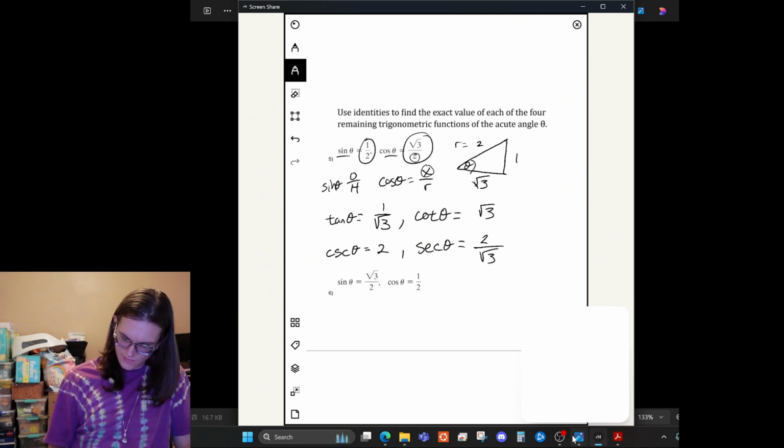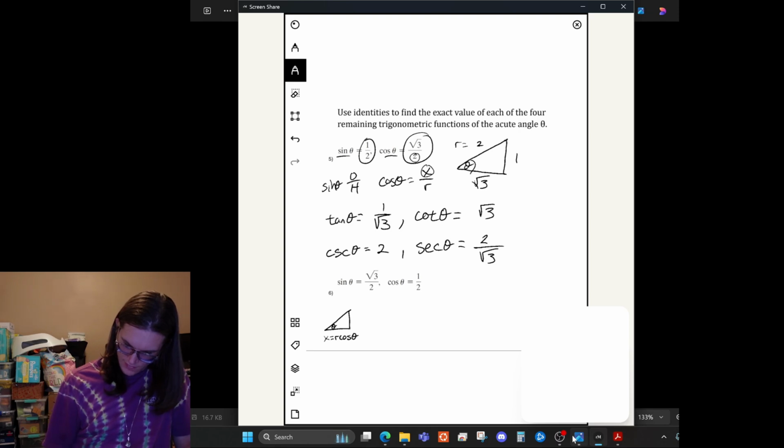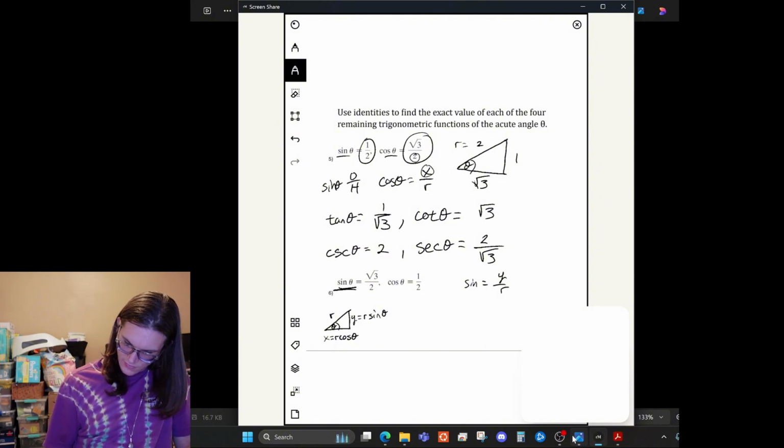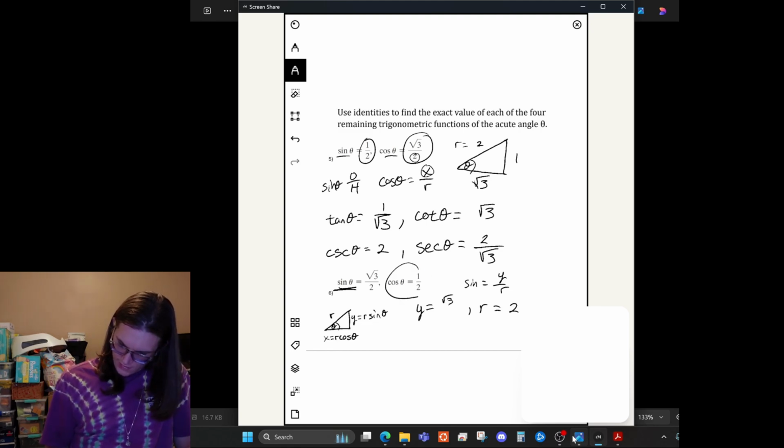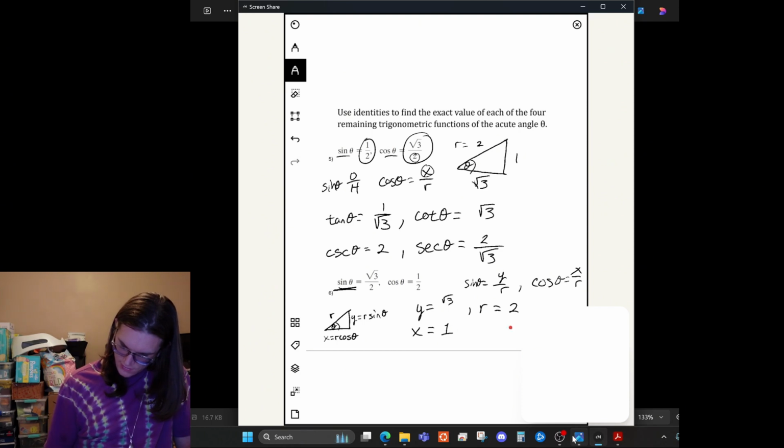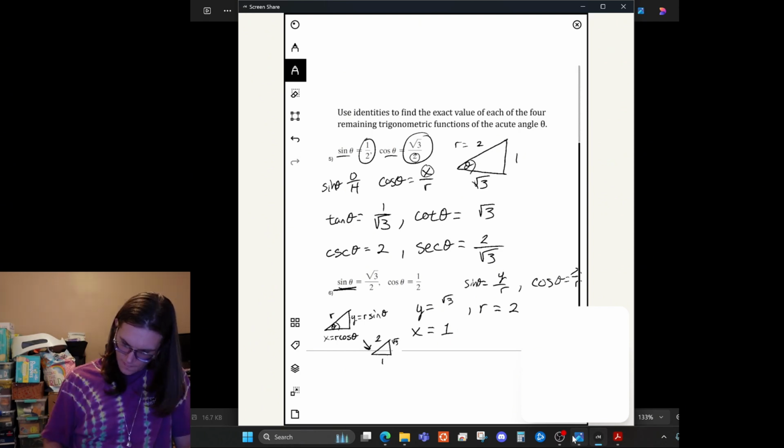Okay, same goes for this. Here's the triangle. Some theta, some r cosine of theta down here, some r sine of theta here, and some r here. So let's see, sine is this. That means sine is y over r. So y equals root 3. R equals 2. And it gives us cosine. So cosine is x over r. X is 1. There's the triangle. 1, 2, root 3 over 2. Okay.